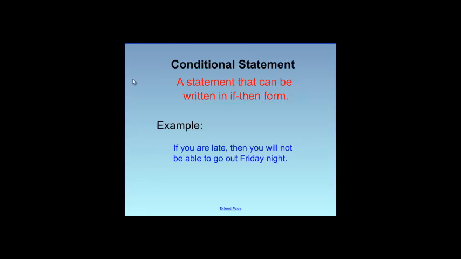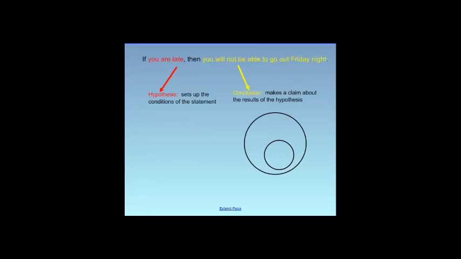But it's called a conditional statement, and you can see there are the two parts of that. You see the if, and there is the then. So, breaking that down a little bit further, a conditional statement always has a hypothesis and a conclusion. The hypothesis in this case, it's setting up the conditions of the statement. And again, in this case, the hypothesis is you are late. And the conclusion then makes a claim about the results of the hypothesis. In this case, you will not be able to go out Friday night.